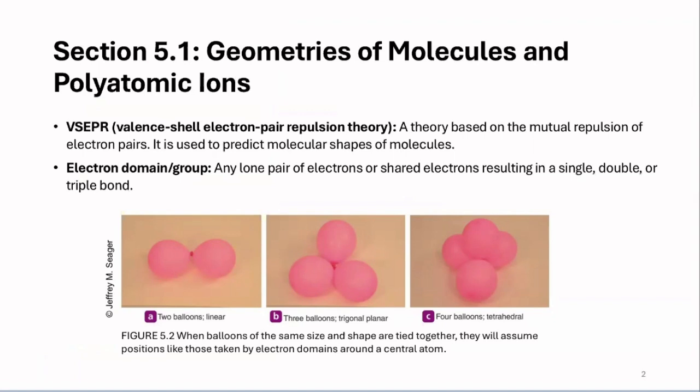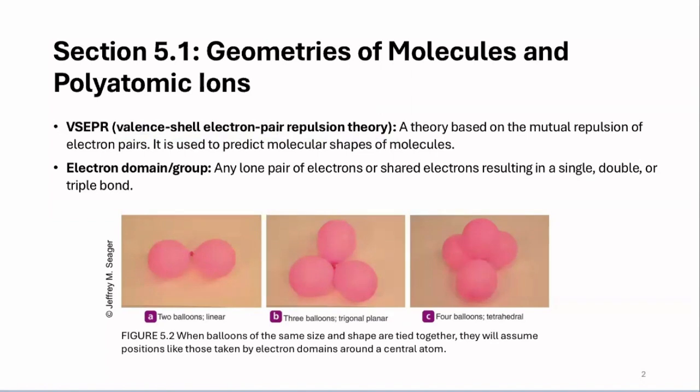VSEPR stands for valence shell electron pair repulsion theory. VSEPR theory is based on mutual repulsion of electron pairs around a central atom, and it is used to predict the molecular shapes of molecules. In reality, all the atoms that are present in a covalent compound are going to have electrons, and they're all connected to a central atom, as we observed previously.